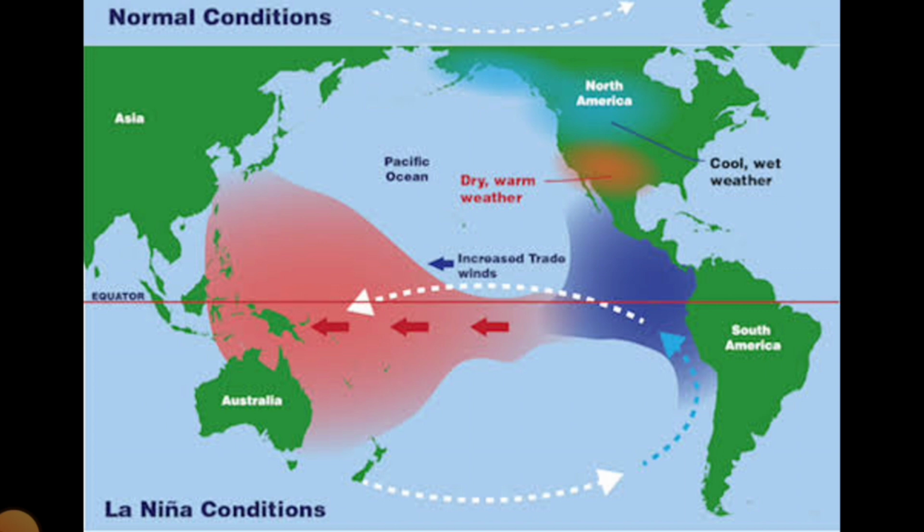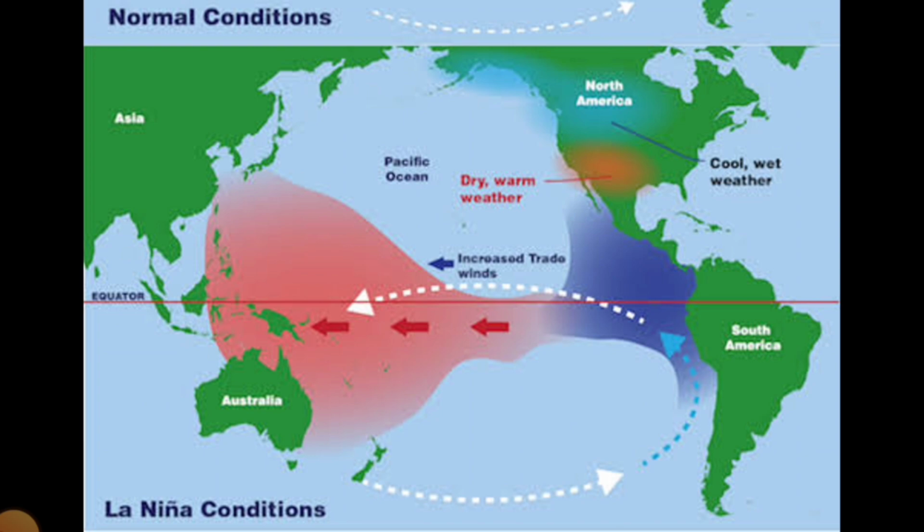A more intense low pressure develops in the western Pacific Ocean near Australia and Southeast Asia, and due to the increased trade winds, there is more upwelling of seawater near South America. This results in even stronger monsoon winds in India, and the southwest monsoon is even stronger in case of La Nina condition.